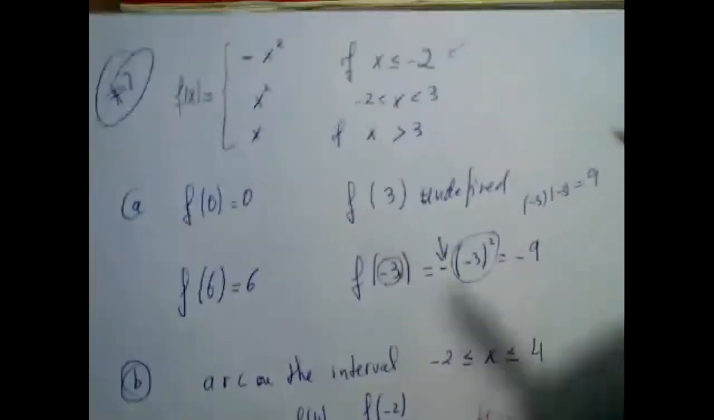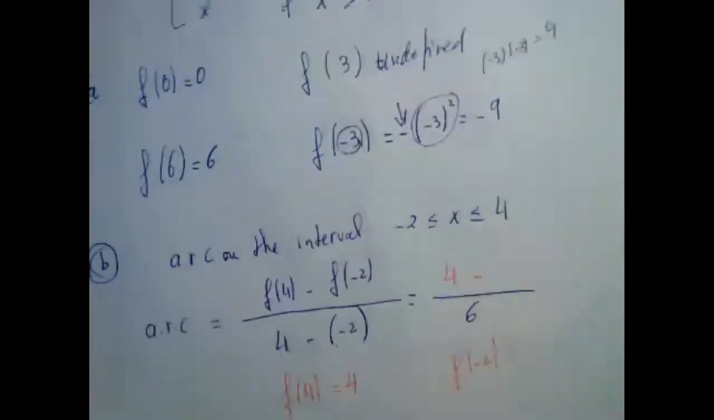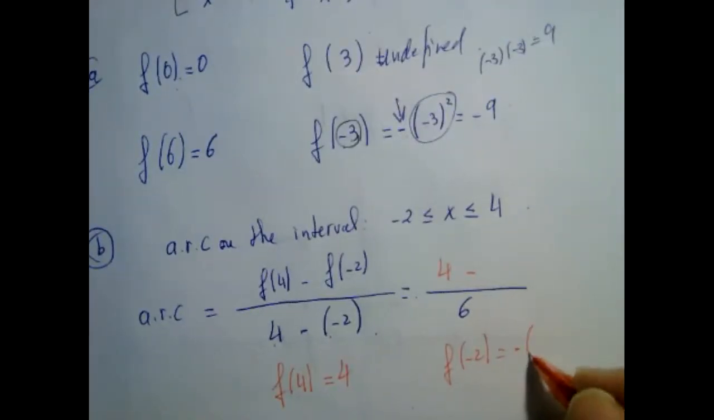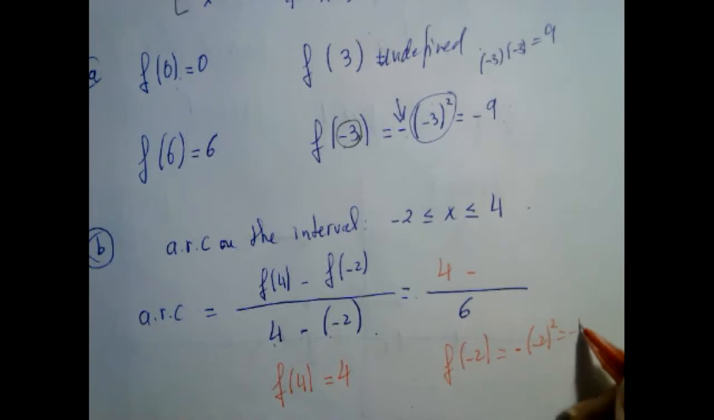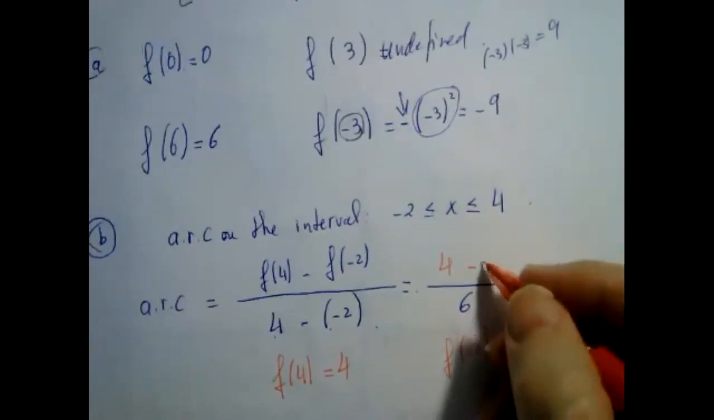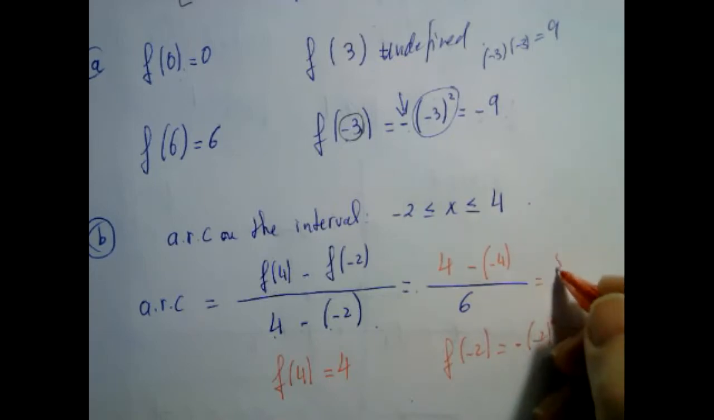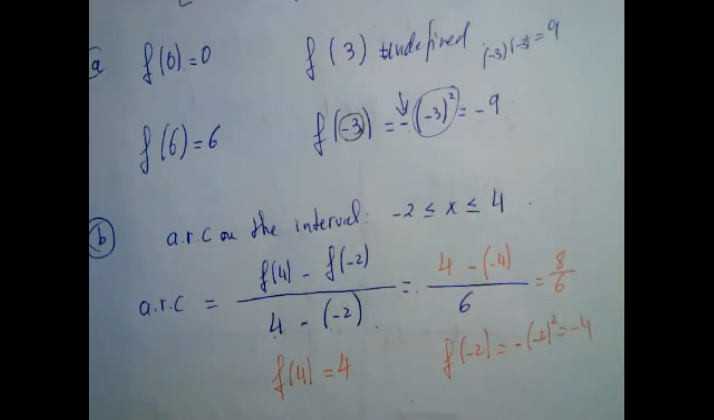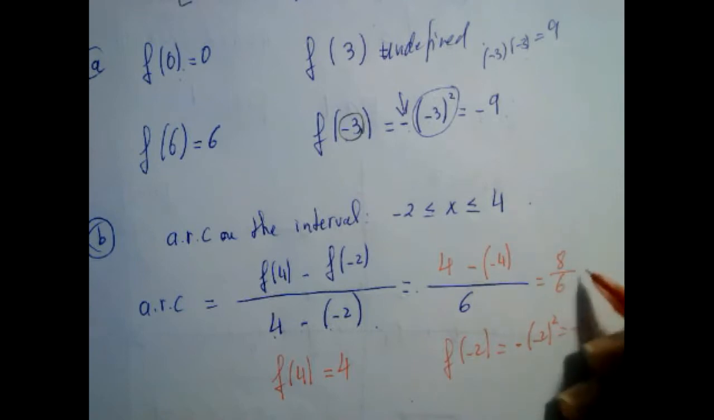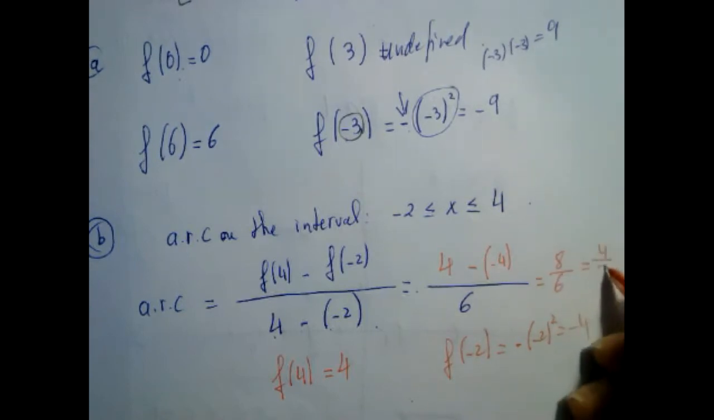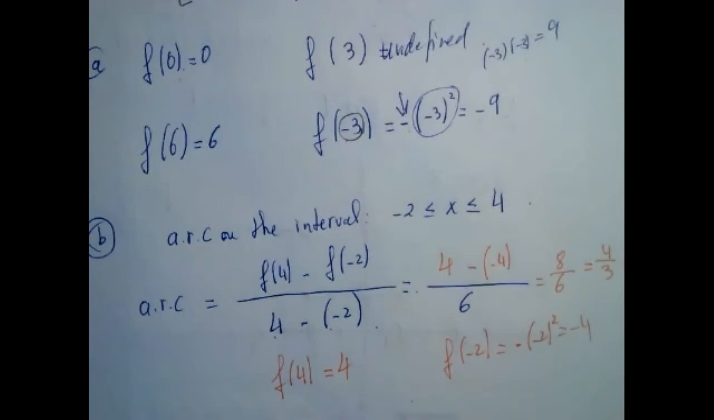Minus 4, she's right, because minus 2 is right there. So it's minus 2 squared, which is minus 4. So now I have 4 minus minus 4. It means 8 over 6. Now if I divide by 2 both sides and I simplify this, I will get 4/3. Okay.